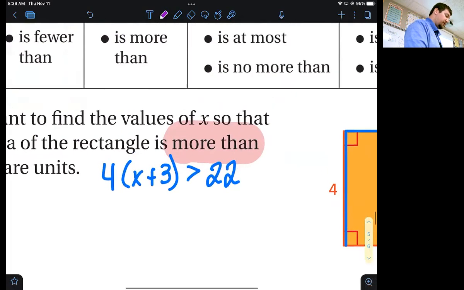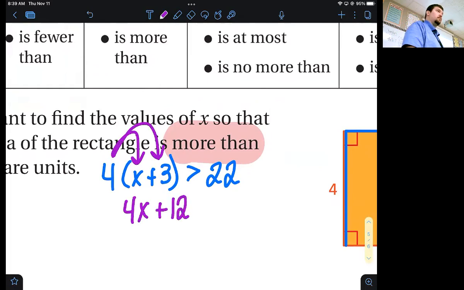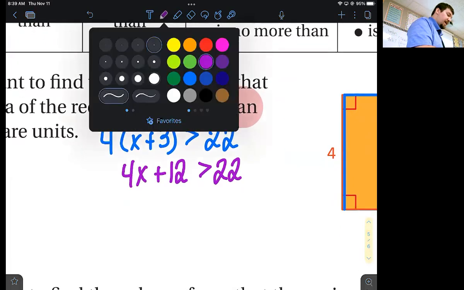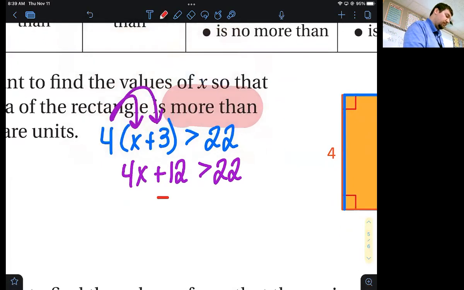Now, do you need your calculator to distribute the 4 to the x? What's 4 times x? 4x. What about 4 times 3? 12. Do you need your calculator for that? No. Do you need your calculator to get rid of the 12? Do you need your calculator for 22 minus 12? No? Okay. What is 22 minus 12? 10.